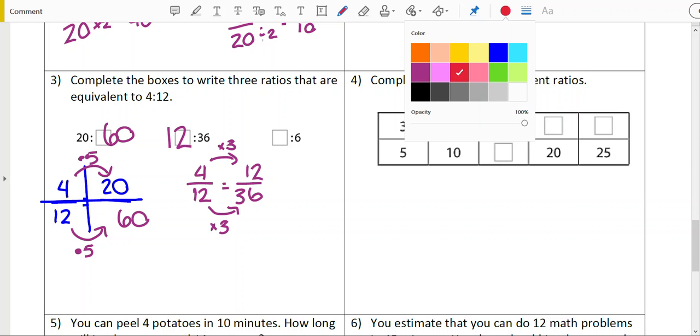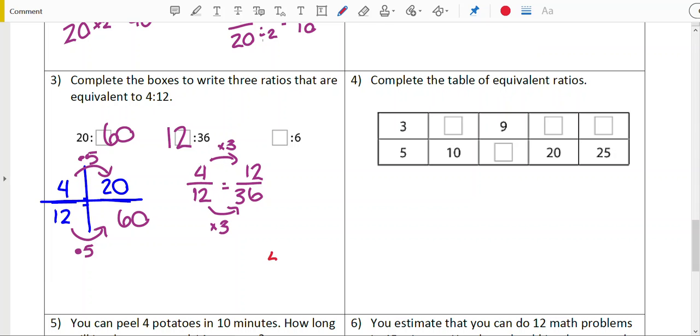And then the last one, again, I'm going to start with 4/12, and I need to get my denominator to 6. So in this case, I'm getting smaller. I have to divide this one by 3. I'm sorry, not by 3. My mistake. By 2. Because 12 divided by 2 would be 6. So 4 divided by 2 would be 2. So 2 would have to go in that little box.